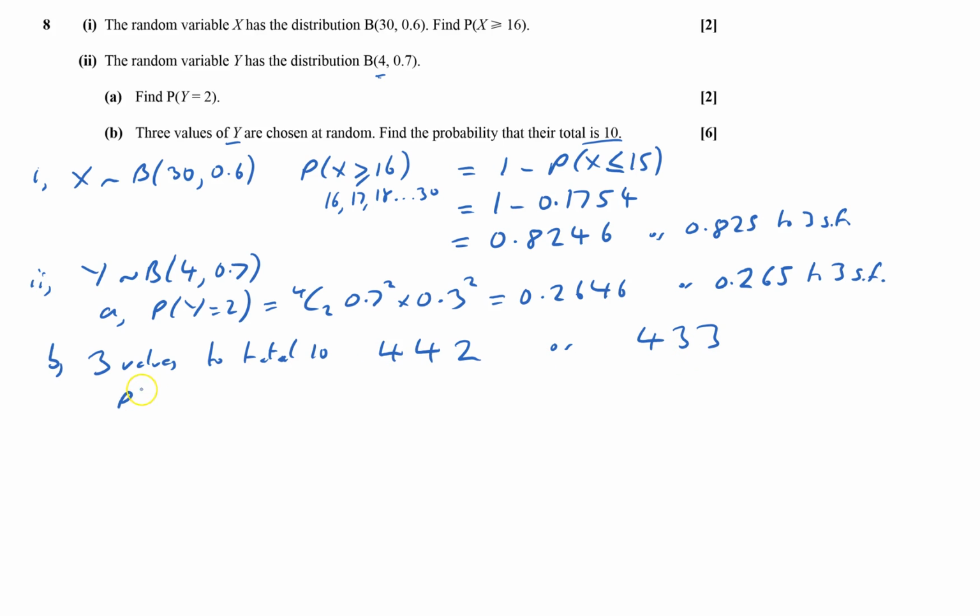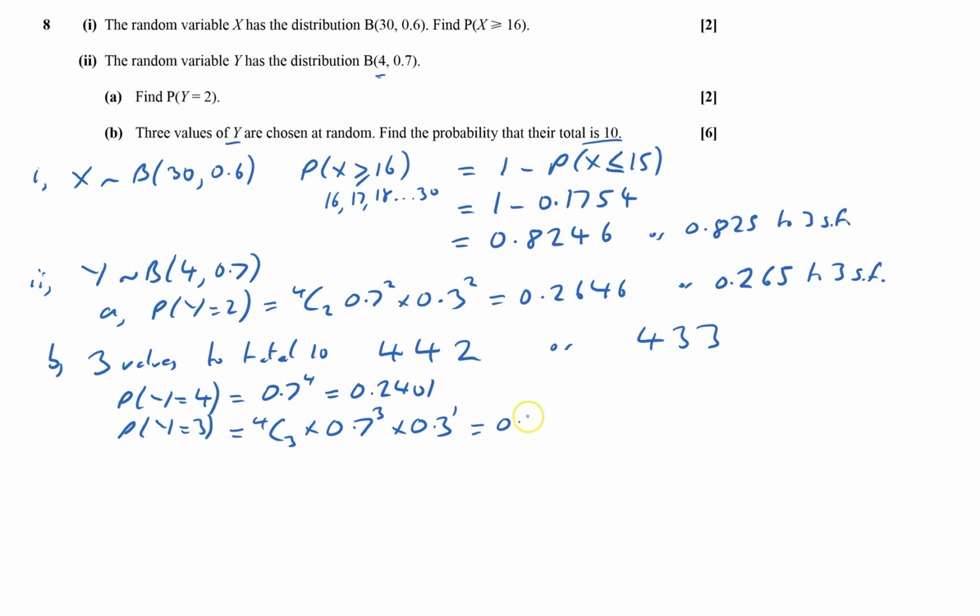So I'm going to work out the probability that Y equals 4. Well, that's dead easy because that means there's 4 successes. So that'd be 0.7 to the power of 4, which is 0.2401. I'm also going to work out, because I'm going to need it later on, the probability Y equals 3, and that's very similar to working out the probability Y equals 2. It will be 4C3 times 3 successes, so 0.7 cubed, and that means it's got to be 1 failure, so that's 0.3 to the power of 1, and that equals 0.4116.